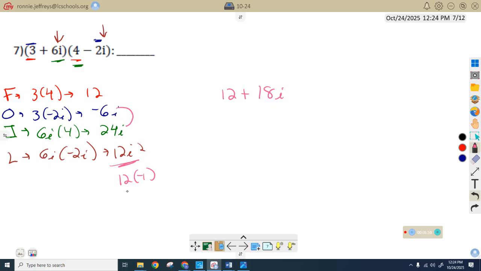Yes, I forgot the negative. All right, remember when we have this, if it's a negative 12i squared, it's going to end up being positive. If this was positive, it's going to be negative. All right, so we have a positive 12 now. That's what happens.